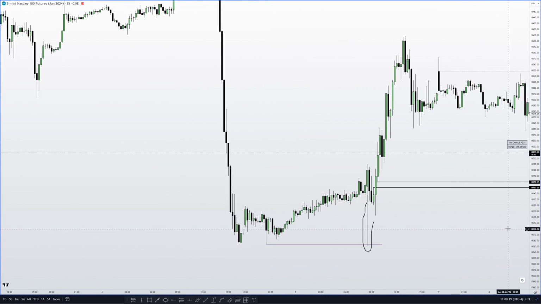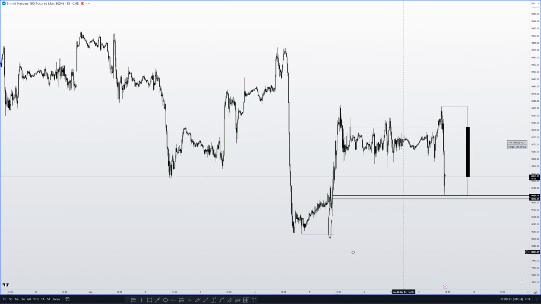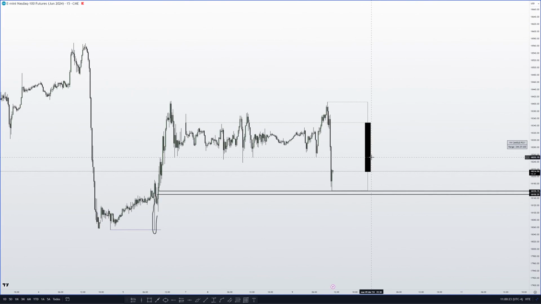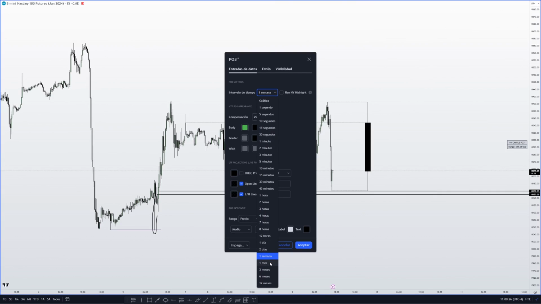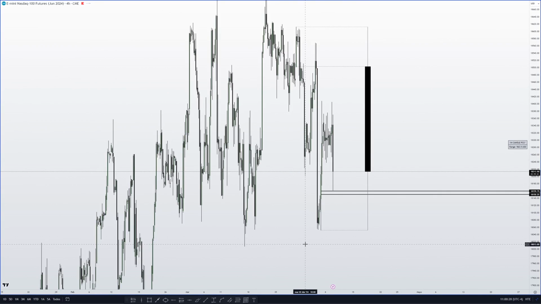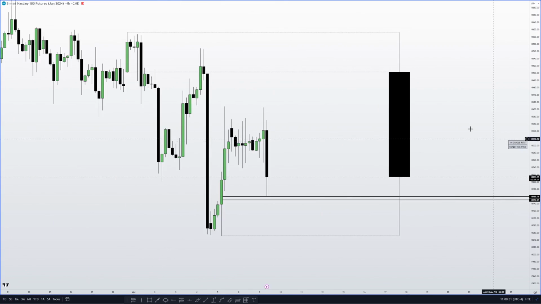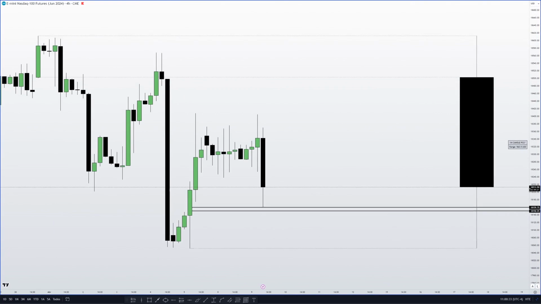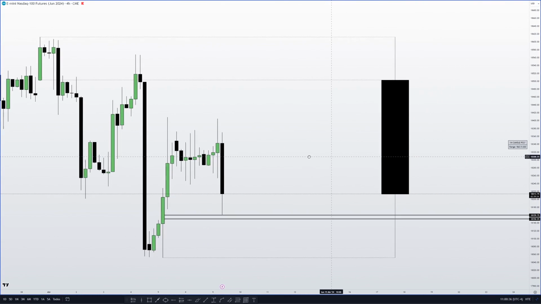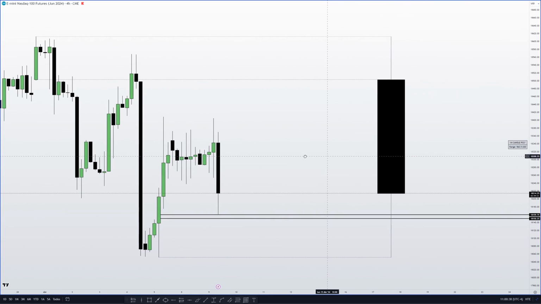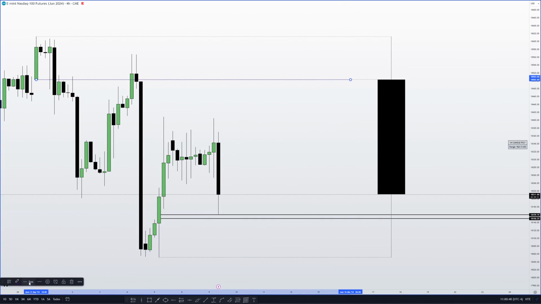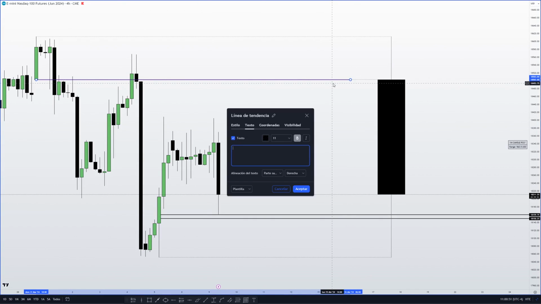Why? Okay, wait a minute. If you see the monthly power of 3 in the 4-hour, look, attention please here. This is the monthly power of 3. This is the opening here. Monthly open here.